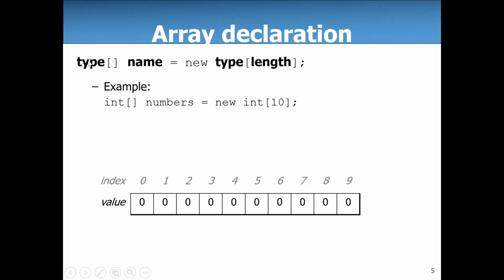We go the type, so you do it just like you were doing anything else. If I was creating a single integer, I'd go int x is equal to 5. Here we go: int brackets x is equal to a new integer, and then we say how big we want it to be. So the example here is int numbers is equal to a new integer of size 10. And this creates a new integer array of size 10. It creates 10 integers for me.